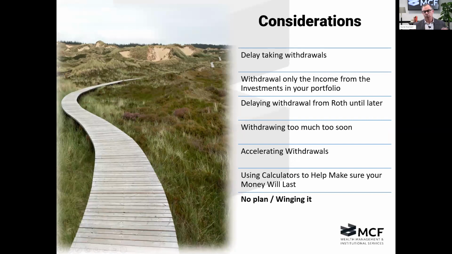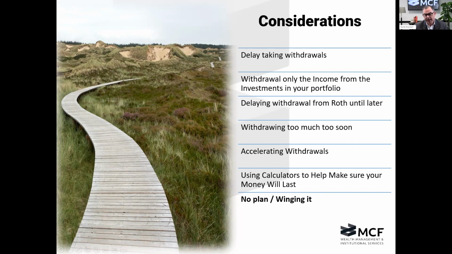So, considerations. We talked just a little bit about this. Are you going to delay taking your withdrawals? Are you going to start taking withdrawals earlier? Obviously, the longer you delay, the more beneficial it is to making your money last. I don't think that's clairvoyant to really anybody, but it is true and it makes a big difference.